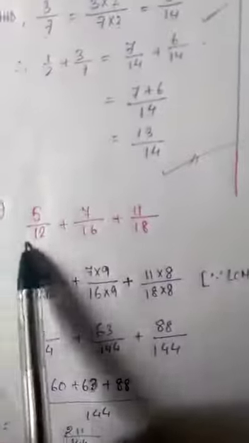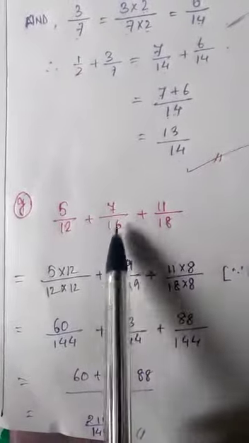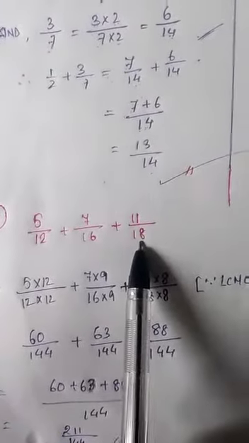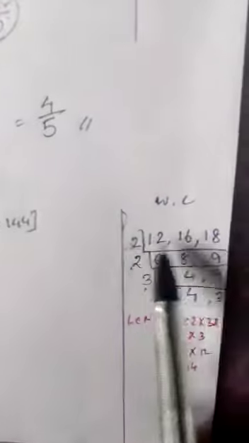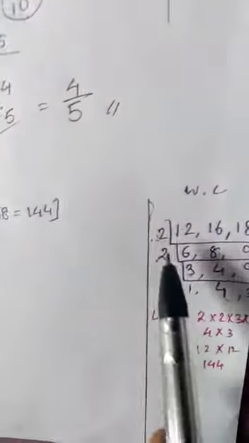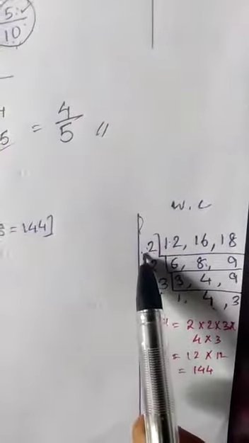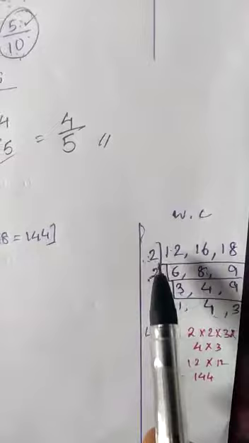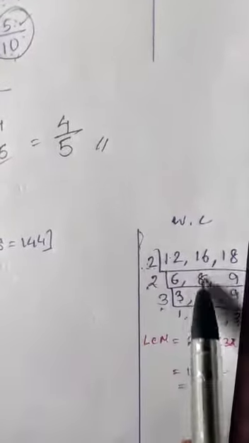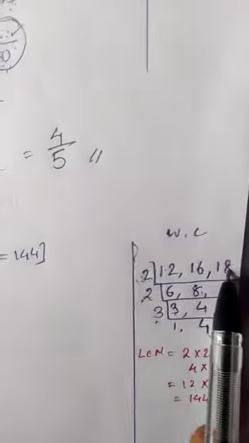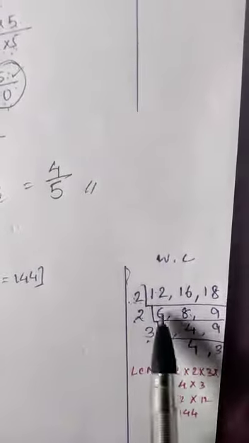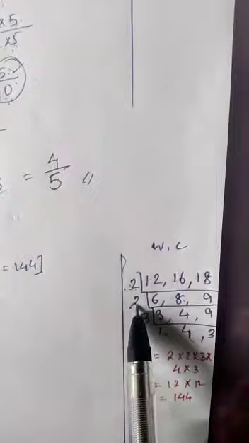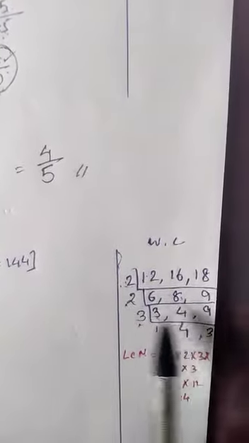Question number G, you can see 5 by 12 plus 7 by 16 plus 11 by 18. So how can we do it, students? At first we will find out the LCM. So for the LCM I have shown here 12, 16, 18. How can we do it? As the least prime number is 2, we will start with 2. 2, 6, 12. 2, 8, 16. 2, 9, 18. Now again 6 and 8 both are multiples of 2, so we can divide by 2. So 6 divided by 2 is 3 and 8 divided by 2 is 4.